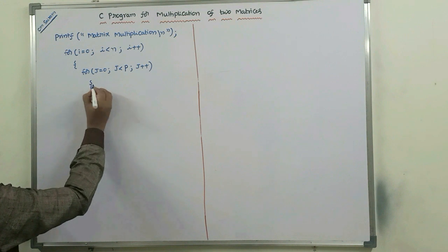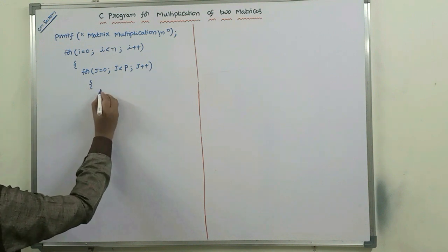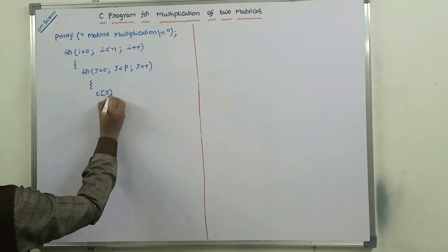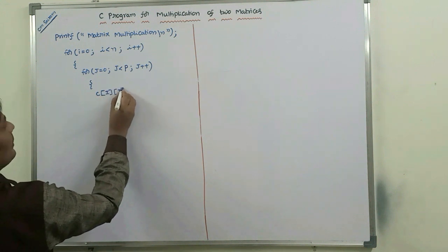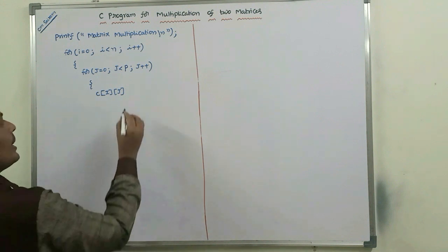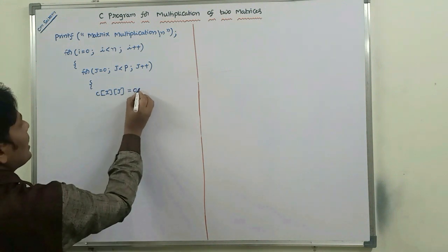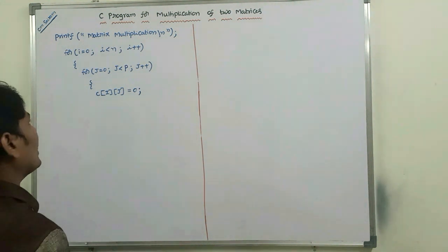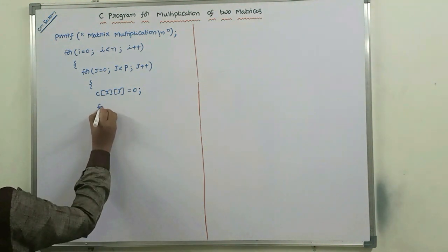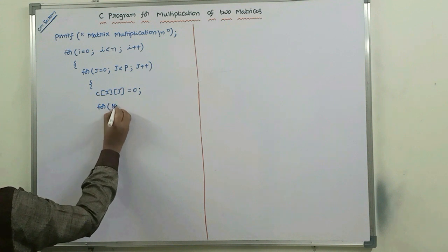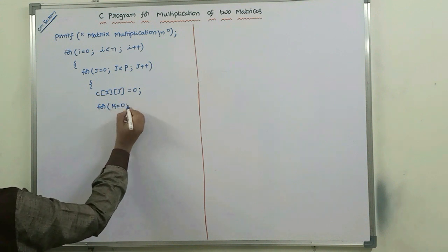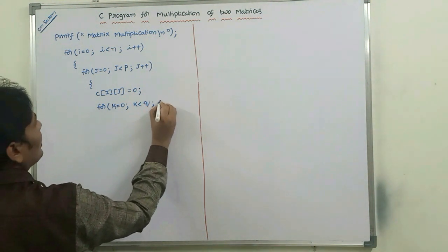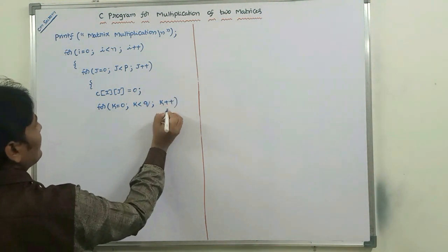Next one, here I am taking C[i][j] = 0. Initially, matrix C does not contain any values. Okay. Next, for (k = 0; k < q; k++).